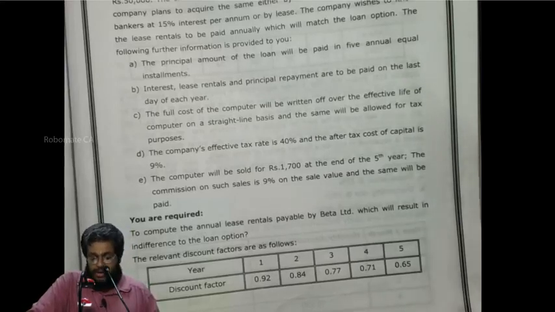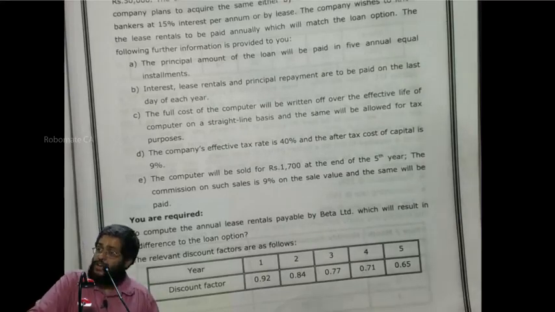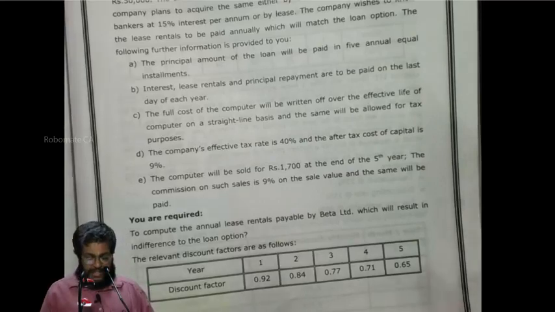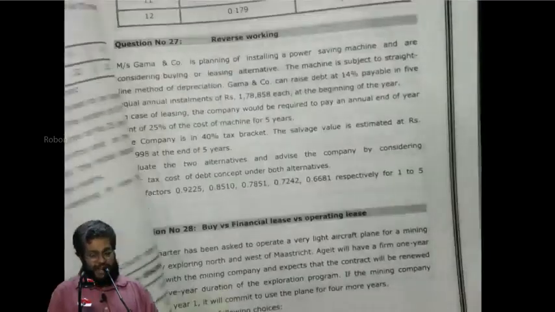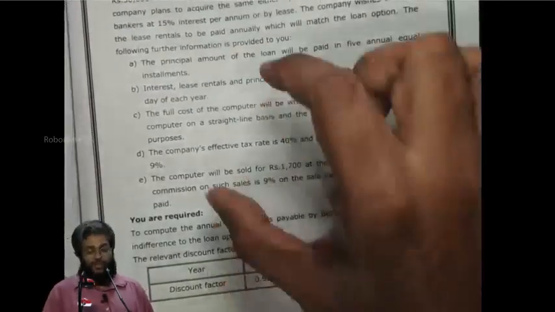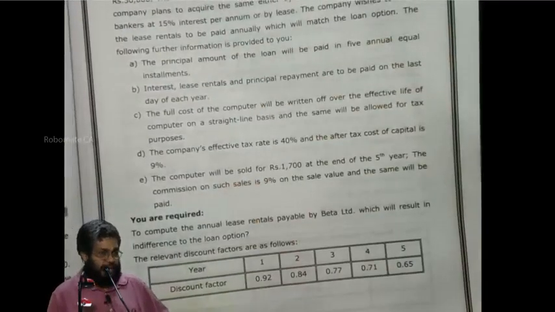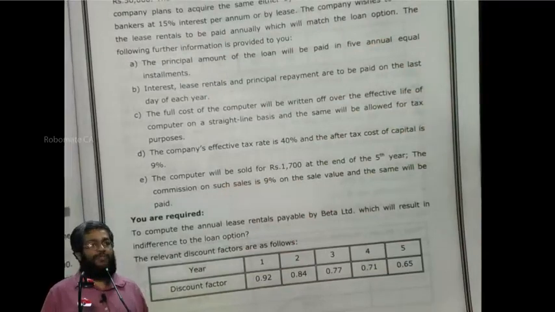You are required to compute the annual lease rental payable by Beta Limited, which will result in indifference to the loan option. Relevant discount factors are as follows. Again, the present value factors, examination question. Please go through the facts of the question quickly before we start with the solution.